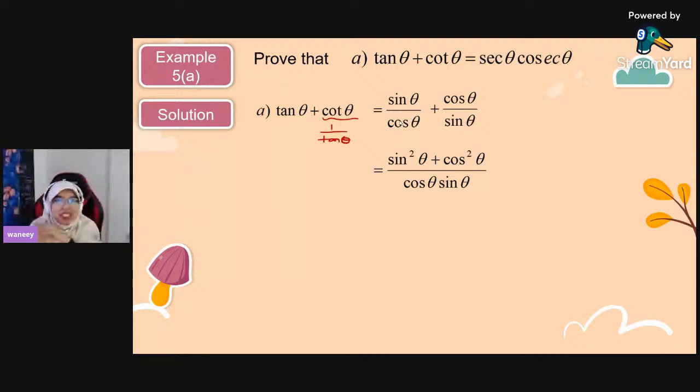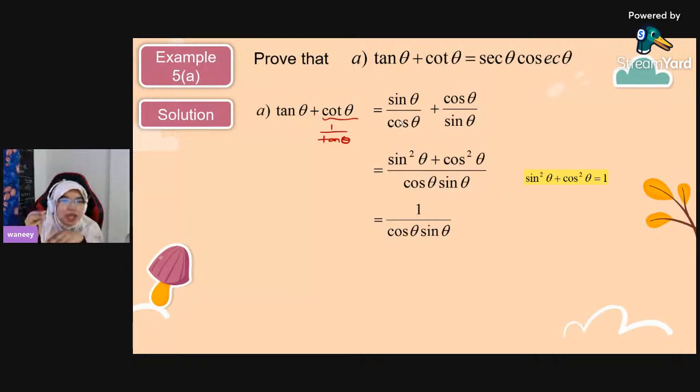And then we just learned about the Pythagorean identity, right? So sine square plus cos square, those are actually the identity that we have to remember by heart, by mind, by soul. So cos square plus sine square is actually equal to 1. So what we have is 1 over cos theta sine theta.